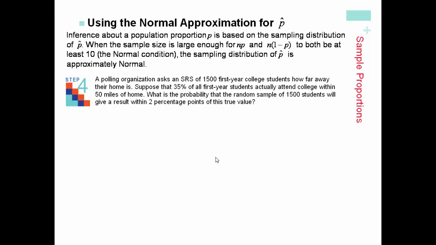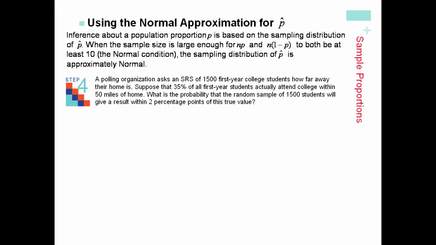Inference about a population proportion p is based on the sampling distribution of p hat. When the sample size is large enough for np and n times 1 minus p to both be at least 10, the normal condition, the sampling distribution of p hat is approximately normal.